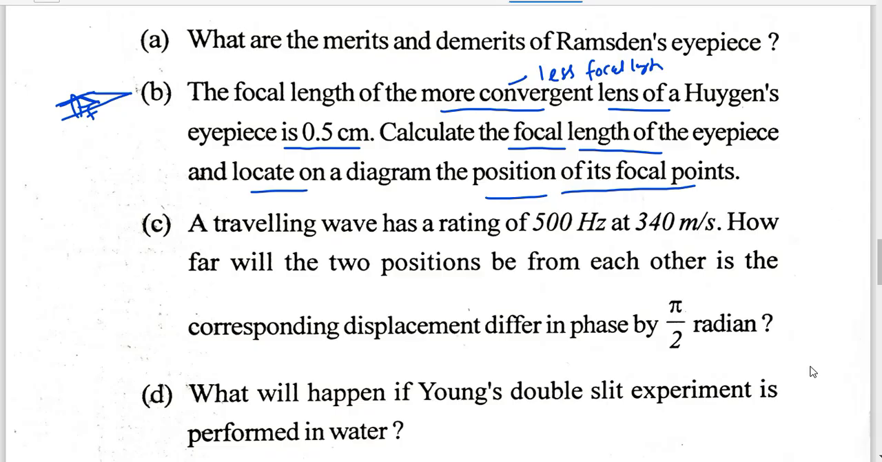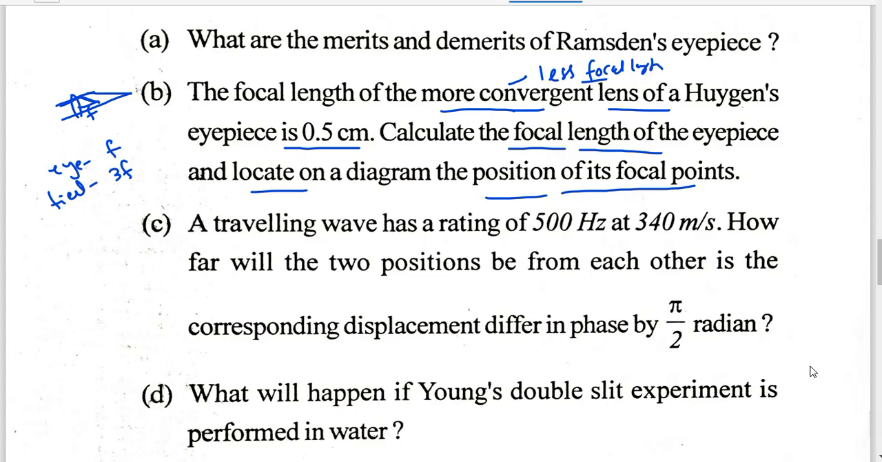So in the Huygens eyepiece there are two lenses used. One is the eye lens and another is the field lens. The eye lens has focal length f and the field lens has focal length 3f. In the question it is given that the more convergent lens, meaning the one with less focal length. Which has less focal length?